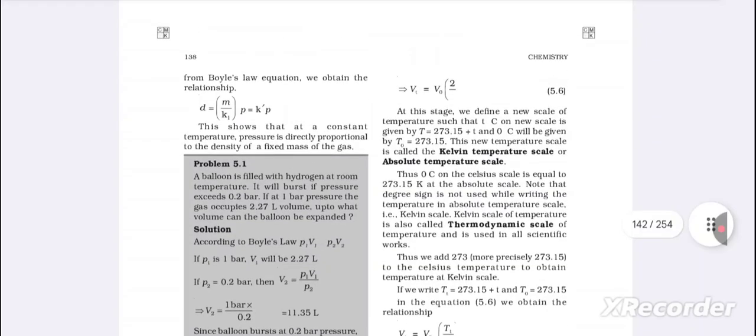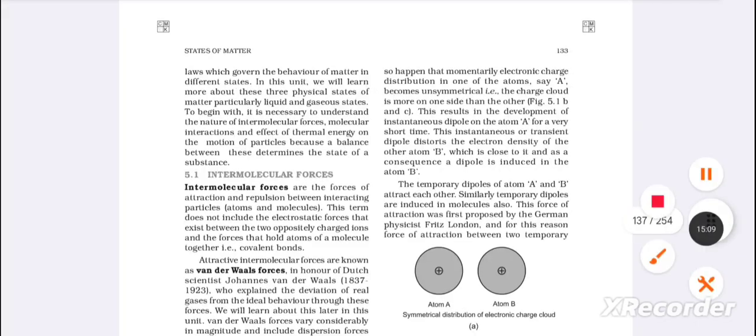At this stage, we define a new scale of the temperature such that Tc on the new scale is given by T equals 273.15 plus t, and 0 degree Celsius will be given by T0. This new temperature scale is called Kelvin temperature scale or absolute temperature scale. Thus, 0 degree Celsius on the Celsius scale is equal to 273.15 Kelvin on the absolute scale. Note the degree sign is not used while writing the temperature in absolute temperature scale. Kelvin scale of temperature is also called thermodynamic scale of temperature and is used in all scientific work.